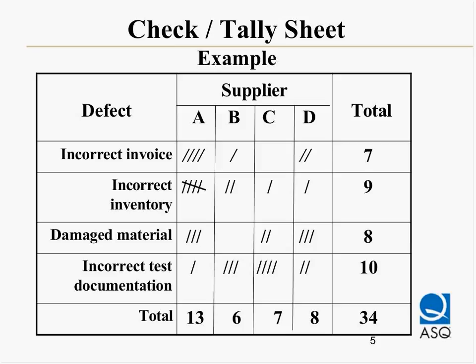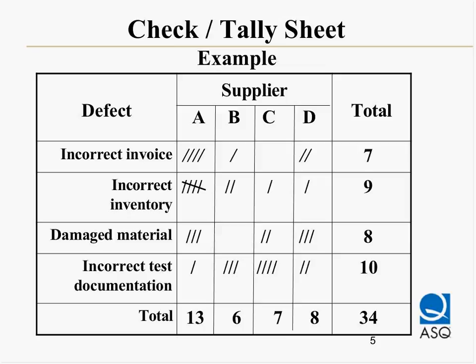We do that for all these particular defects. And we'll sum up the total for all defects, 7, 9, 8, and 10, which sums to 34. That, of course, unless we made a math error, should be exactly the same as the total for all 4 suppliers with their 13, 6, 7, and 8 defects.